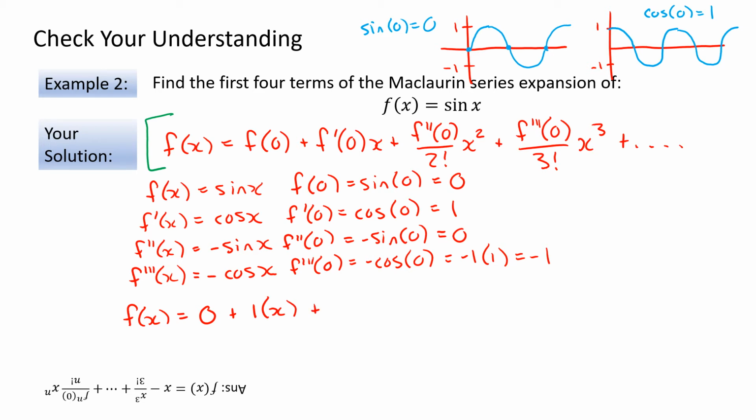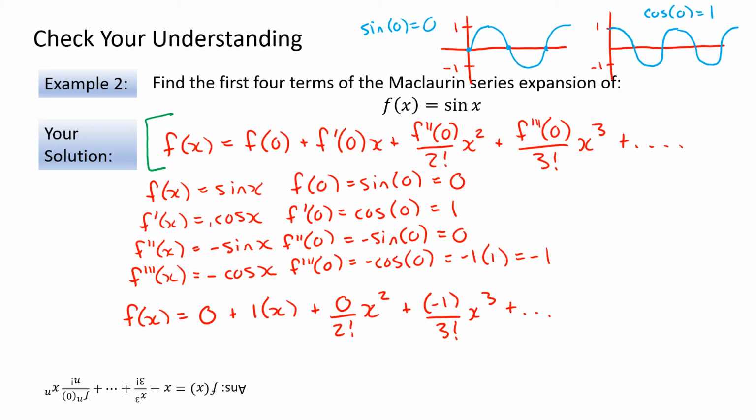plus the second derivative, f double prime at 0, divided by 2 factorial, which in this case is 0 over 2 factorial, times x squared. And the third function, okay, f triple prime at 0, which is -1, divided by 3 factorial, x cubed. And again, plus the remaining functions, but I only asked you for the first 4.